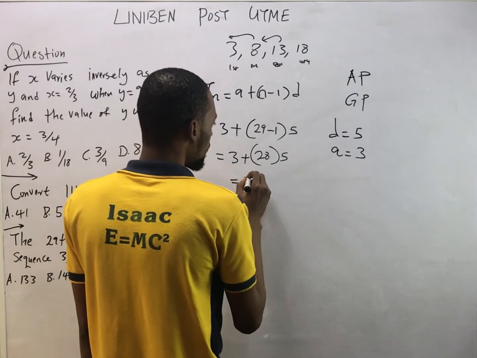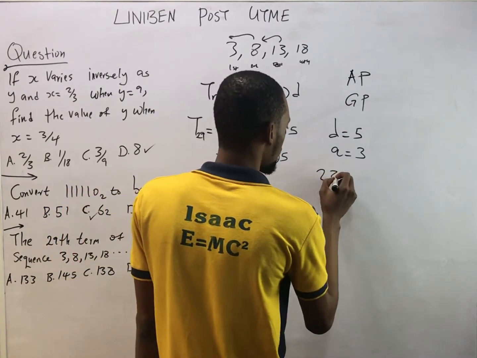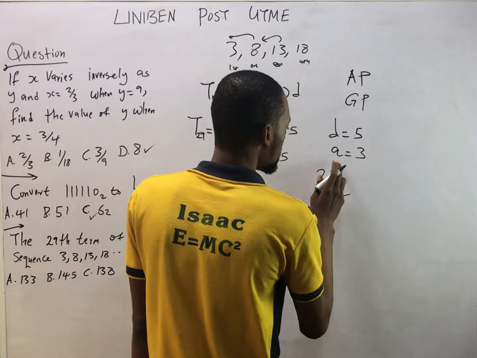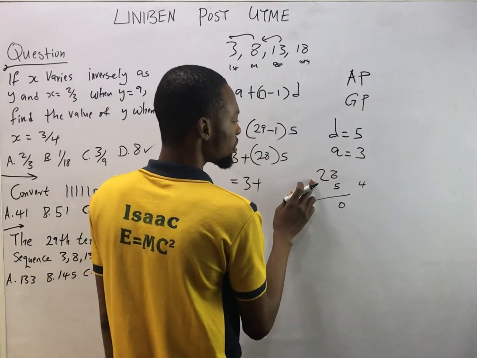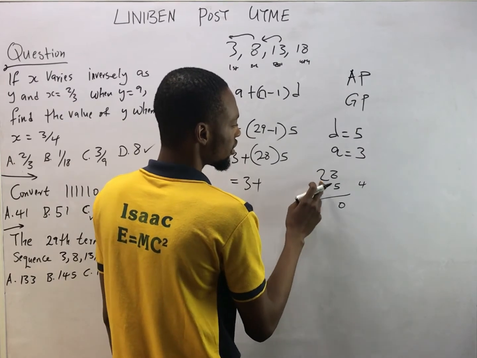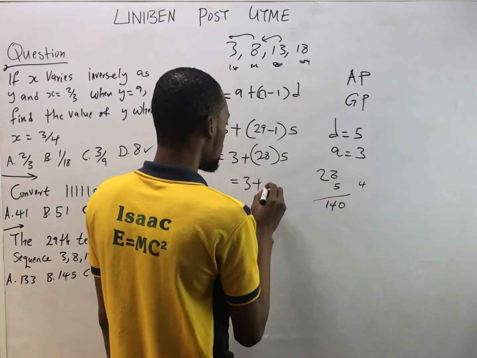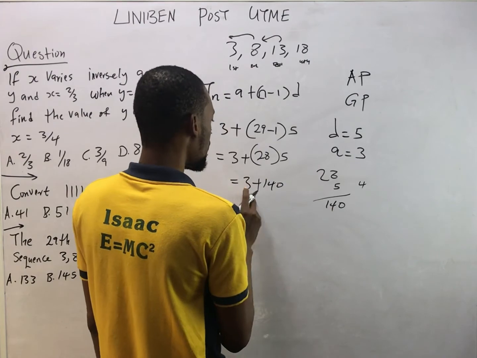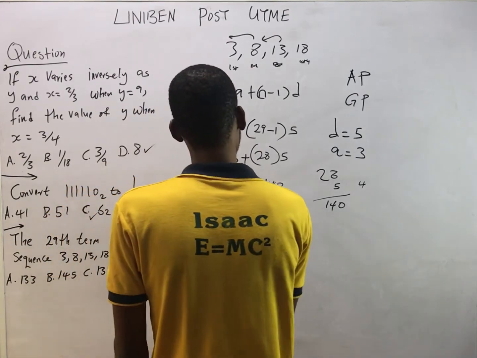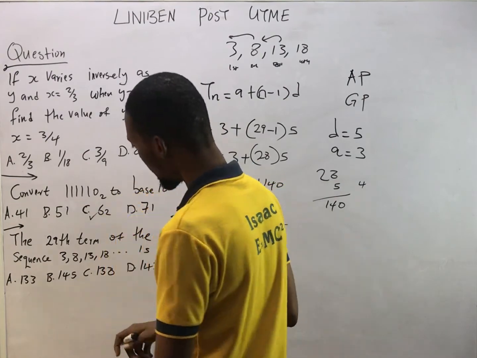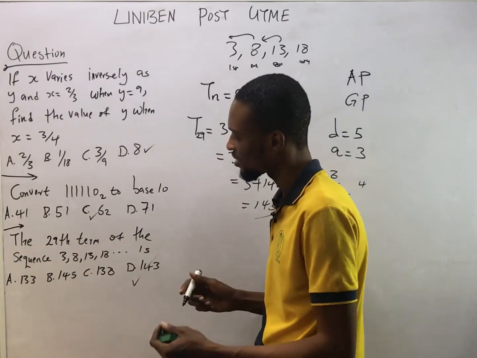So this is equals 3 plus 5 times 8 is 40. Put down 0, carry 4. 5 times 2 is 10. 10 plus 4 is 14, 140. 3 plus 140 is 143. So the 29th term is 143, and that's option D.